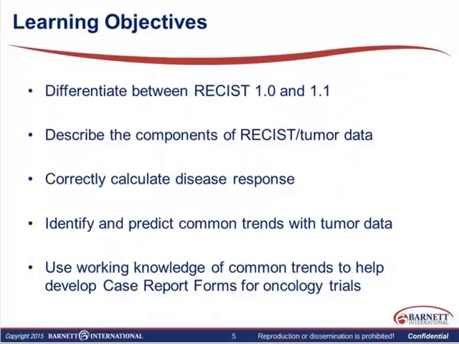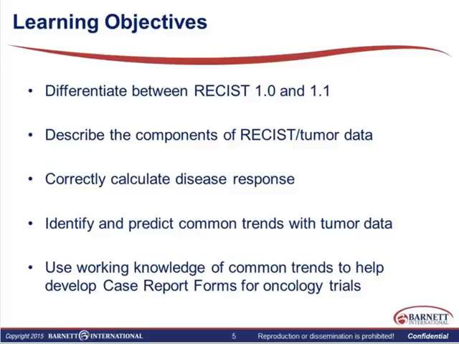Our learning objectives, which you saw in the course catalog or on the website when you chose to attend this course. We're going to really work through some differentiation between the two current versions of RECIST, 1.0 and 1.1. We'll talk about tumor data and the components of tumor data that feed into actually RECIST response evaluations. We're going to give you the opportunity to practice actually calculating disease response. We do have an activity for that, and we'll work through an activity together in the slide deck itself.